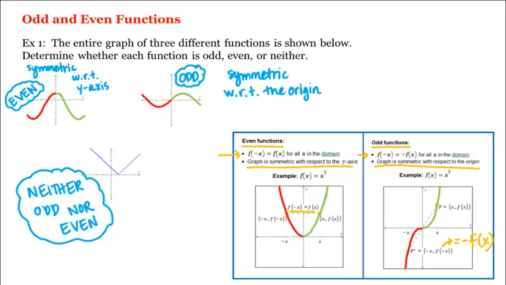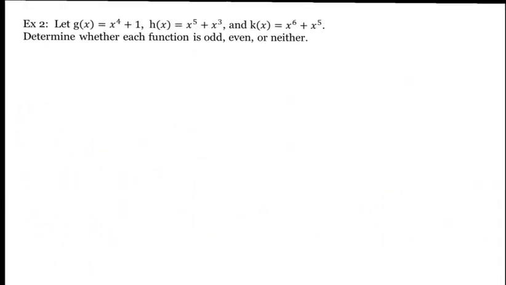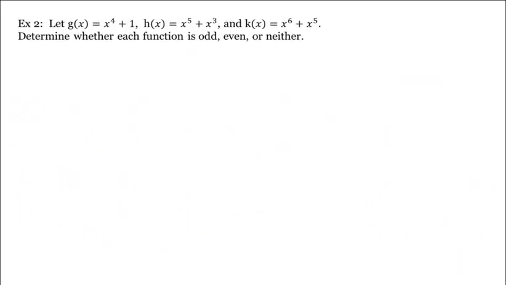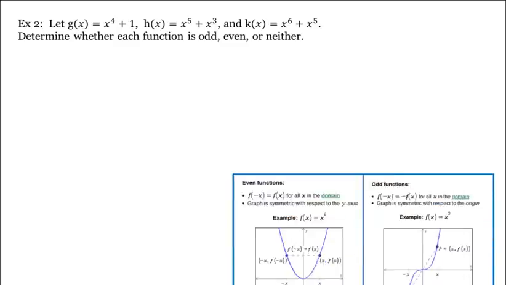All right, let's look at another example. Let g of x equal x to the 4th plus 1, h of x equal x to the 5th plus x cubed, and k of x equal x to the 6th plus x to the 5th. Let's determine whether each function is odd, even, or neither.